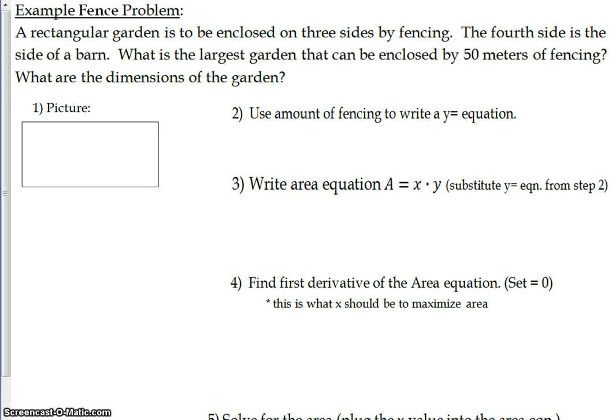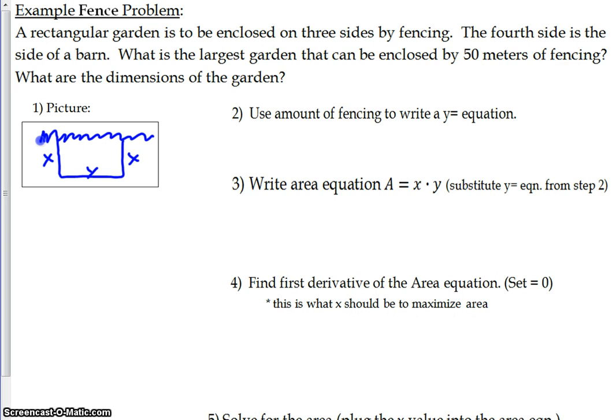So we're starting here with this one. We have a rectangular garden that wants to be enclosed on 3 sides by fencing. The thing is that one of the sides is the barn, and so here's my fence. I have 3 sides of my fence. 2 of the sides are going to be identical to each other because it's a rectangle. The third side is not guaranteed to be identical to the other 2 sides.